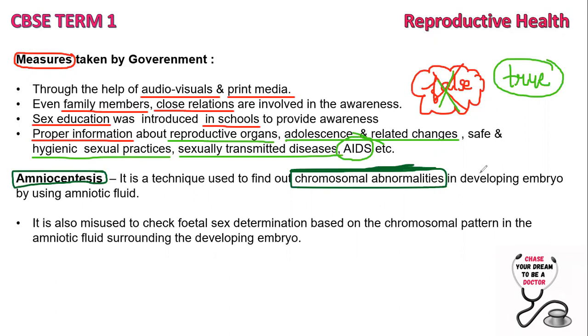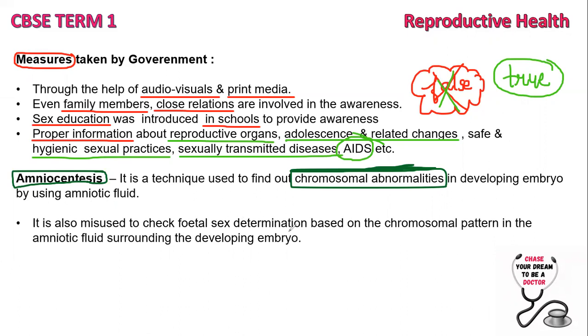If it is a girl or boy, whatever they need, otherwise they'll actually lead to the termination of pregnancy. But in order to prevent that, what they'll do is they'll simply find out whether it is having any kind of genetic or chromosomal abnormalities or not.